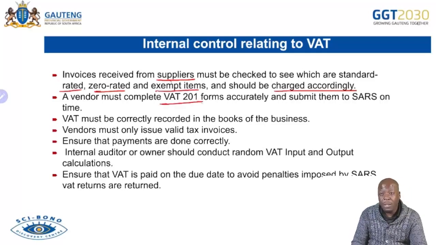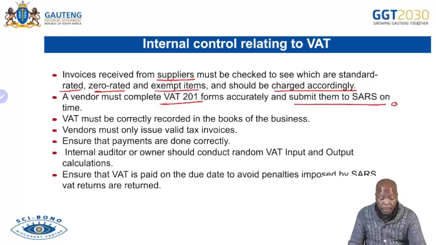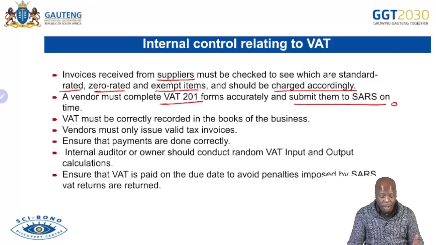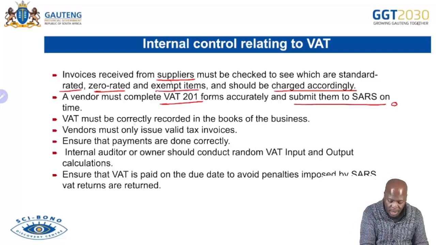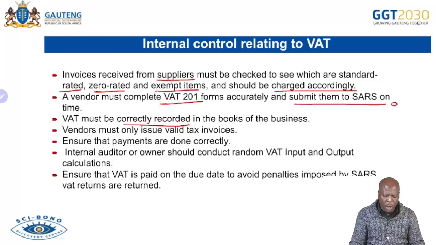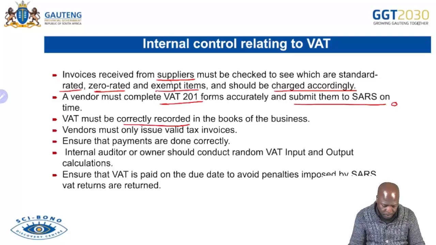So this is one of the things that are very important: submission to SARS on time. Then VAT must be correctly recorded in the books of the business. There mustn't be amounts that are being overstated or understated to benefit the business, but VAT should be correctly recorded in the books of the business. Now, vendors must only issue valid tax invoices. They mustn't make up tax invoices that are invalid.